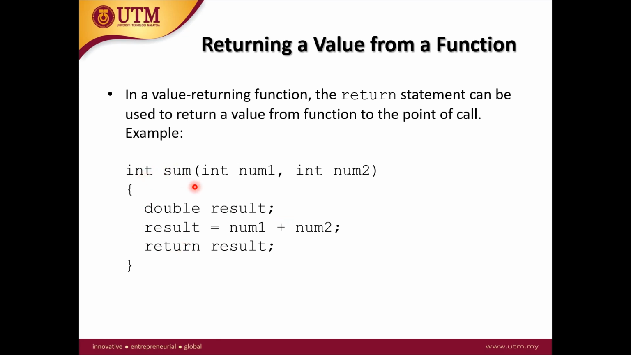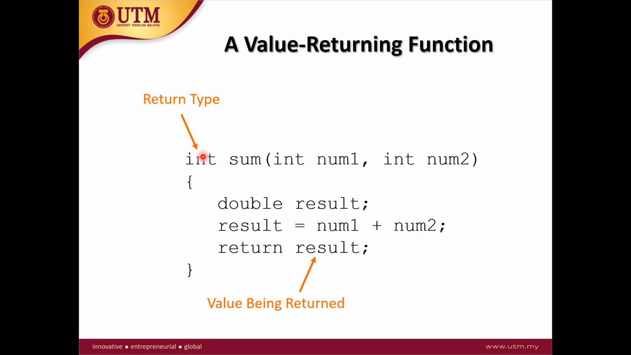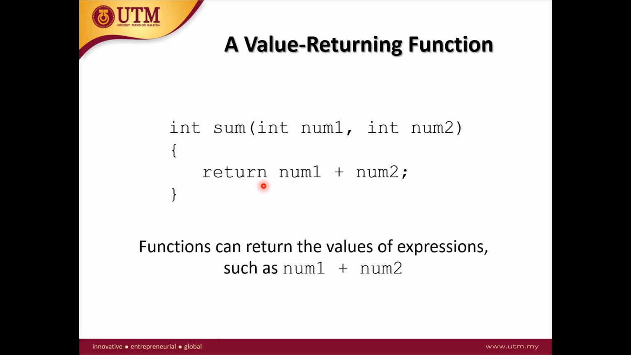So, for example, you say int sum. It takes two parameters, and we are defining this variable, and we say the variable equals this parameter plus this parameter, and at the end we are returning the result. Only the result is going to be returned after executing this function. Here we've got the return type, and this value is going to be returned. You can even return the expression, which you can say return num1 plus num2. So the addition of those two numbers is going to be returned after the execution of this function.